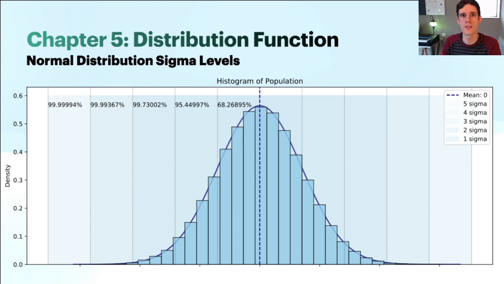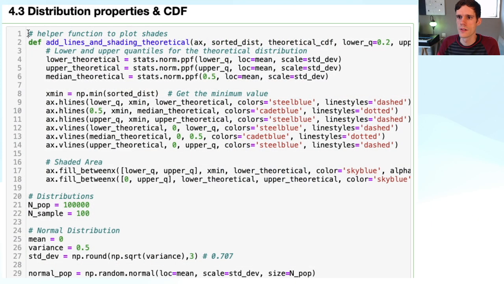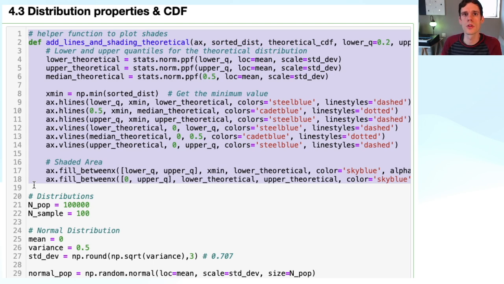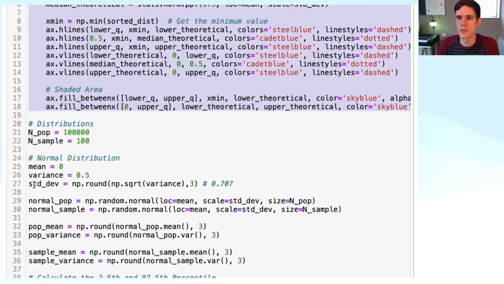Well, all of this is done in only one Python notebook cell. And let's see what this looks like. This first function that I defined is not even necessary at this point. It's for the next lesson where we will learn about the cumulative distribution function. So we can skip this for now.